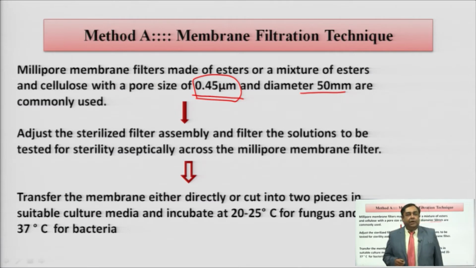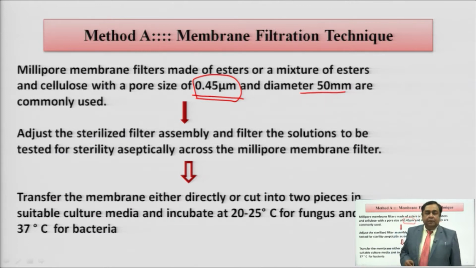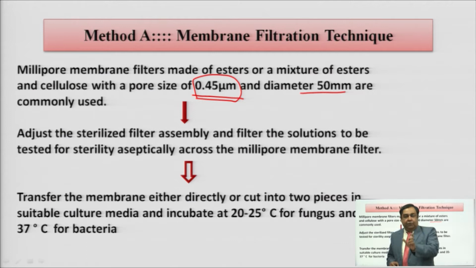Adjust the sterilized filter assembly and filter the solution to be tested for sterility aseptically across the millipore membrane filter. Then, if you are performing in triplicate, transfer one filter paper to a media which supports aerobic bacteria, transfer another filter paper to a media which supports anaerobic bacteria, and the third remaining one you immerse in a media which supports the growth of the fungi.